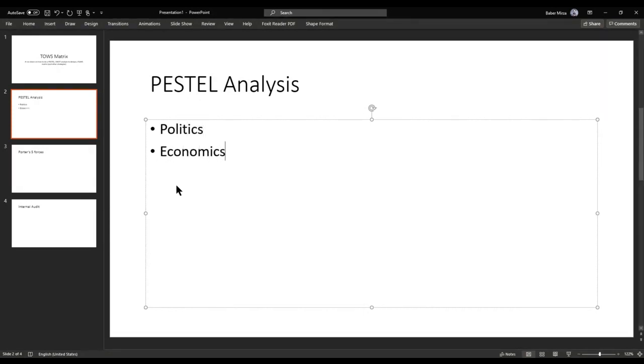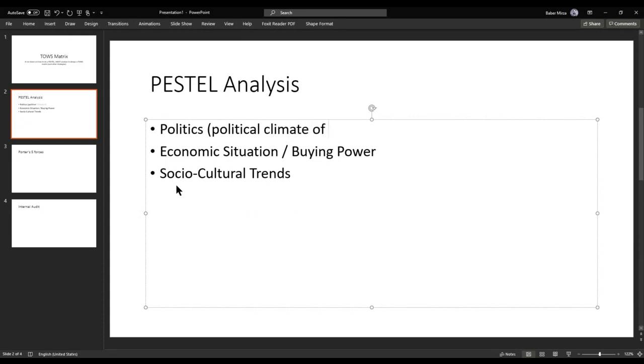economics, socio-cultural trends, economic situation, buying power, political, which could include political climate of region, okay, social cultural trends, technology.